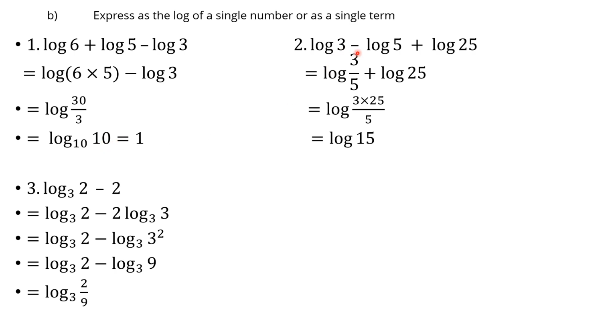Here we have log 3 minus log 5 plus log 25. So in short, minus can become division, so that becomes log of 3 divided by 5, plus log 25.